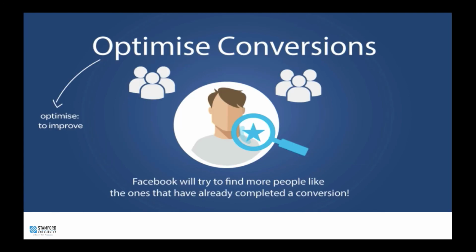The next thing the pixel does is it allows you to optimize towards conversion. So without the pixel placed, as we mentioned, the Facebook algorithm can't learn. But if it is placed, the beauty of the platform is that most of the optimization will take place automatically.